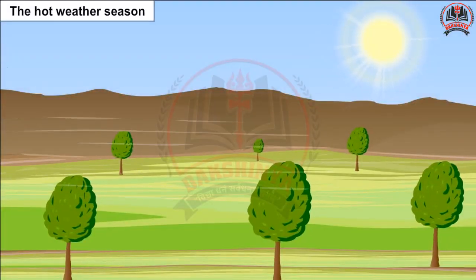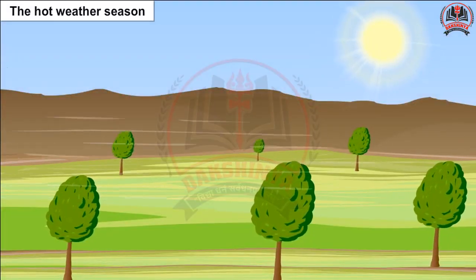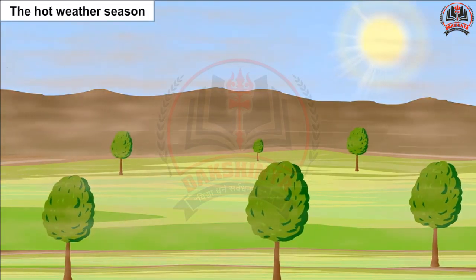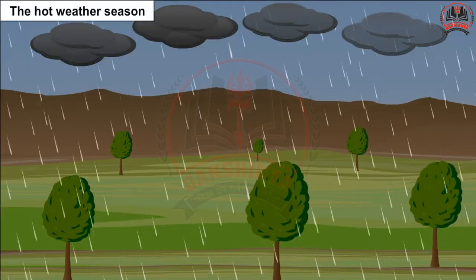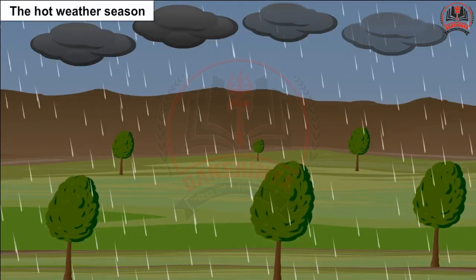Strong dry winds called Lu blow in summers. Dust storms in May bring light drizzle, providing relief from the intense heat.